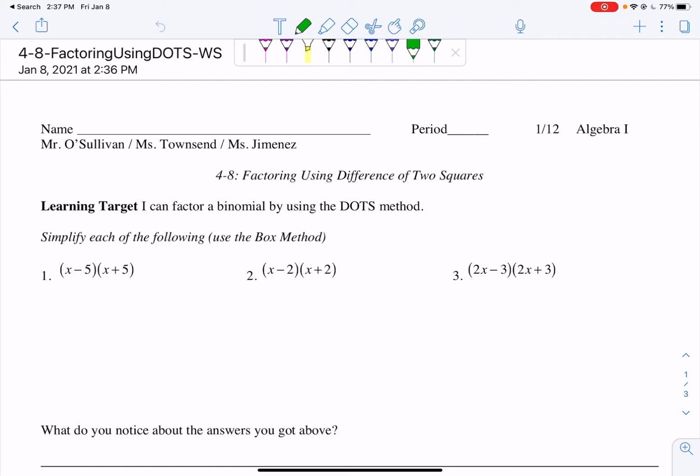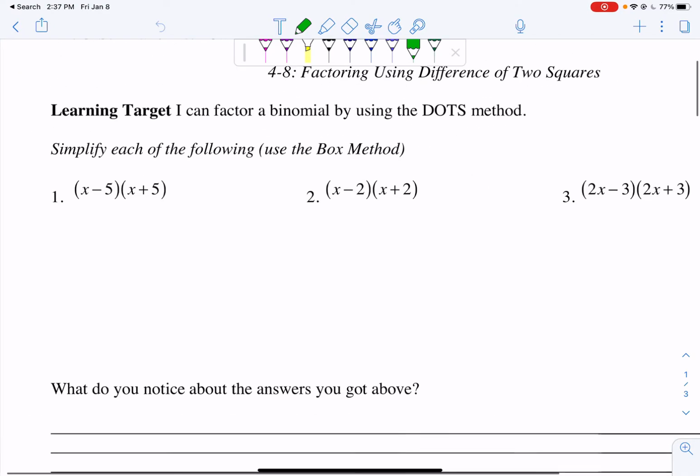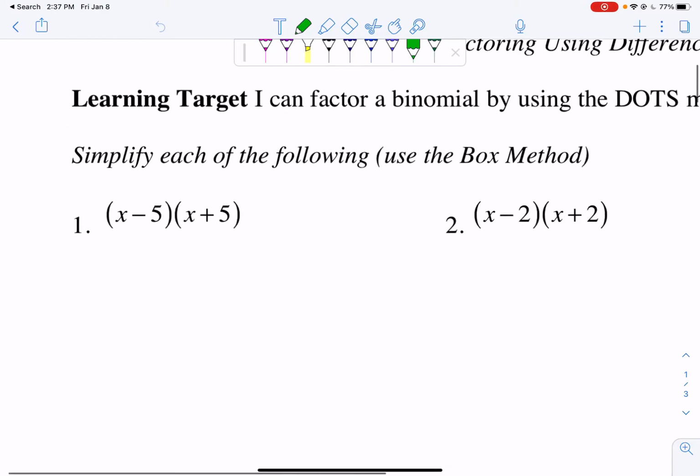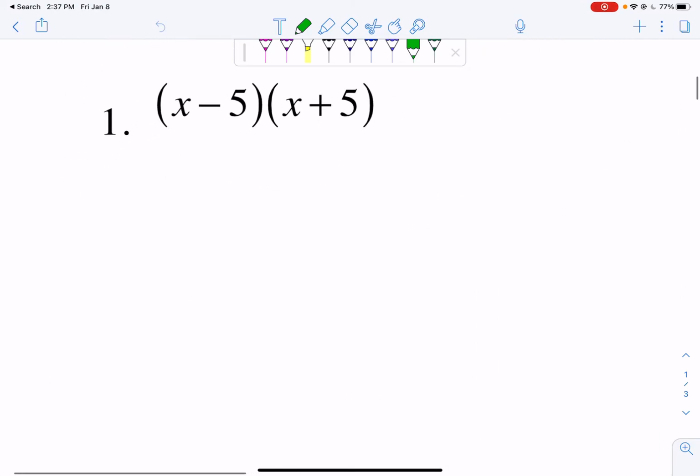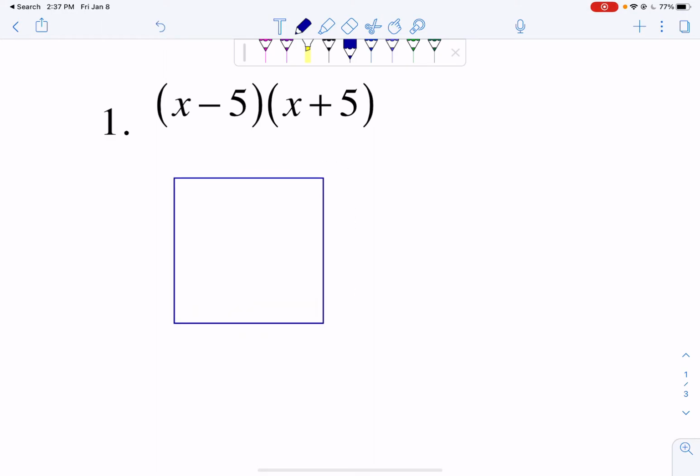So before we begin, we're actually going to simplify each of the following using the box method. We're going to multiply x minus 5 by x plus 5, x minus 2 by x plus 2, and then 2x minus 3 by 2x plus 3. So the first thing I do is I draw my box. So x minus 5 times x plus 5.